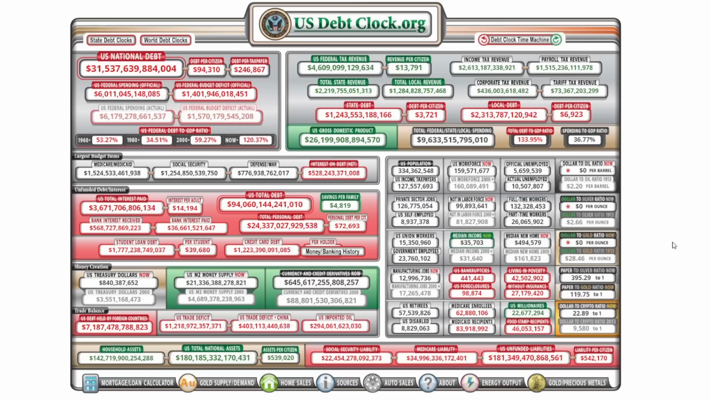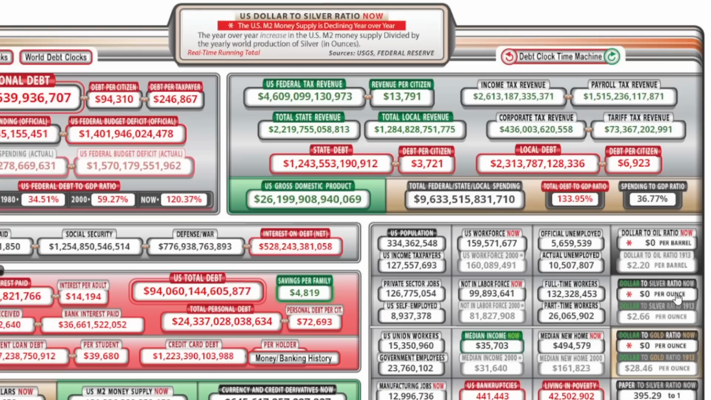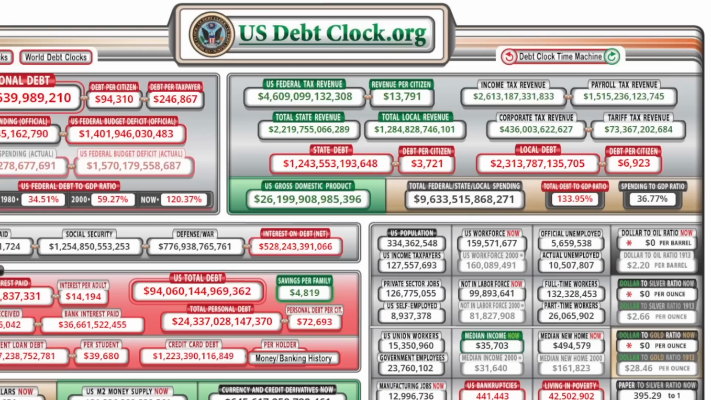I would keep an eye on this number when we see it start going back up, and I do expect it to go up in the future because, come on, they're going to need to create more currency. They're never going to stop doing that. So eventually this number is going to start going back up.